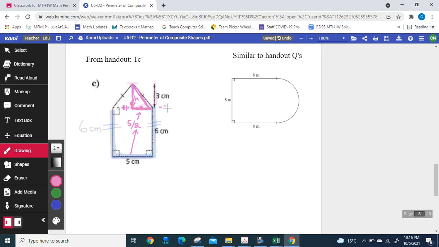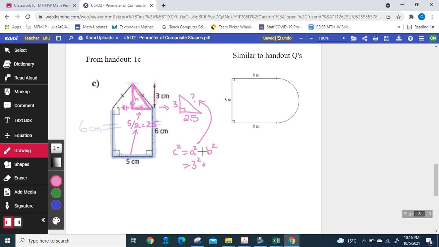So let's redraw that triangle over here. It's got a height of 3. It's got a base of 5 over 2, which is 2.5. And what we need is this side right here. So this is where the Pythagorean Theorem comes in. It's going to tell me how to solve for this long side. The long side squared equals one of the short sides squared plus the other short side squared. Stick in your numbers.